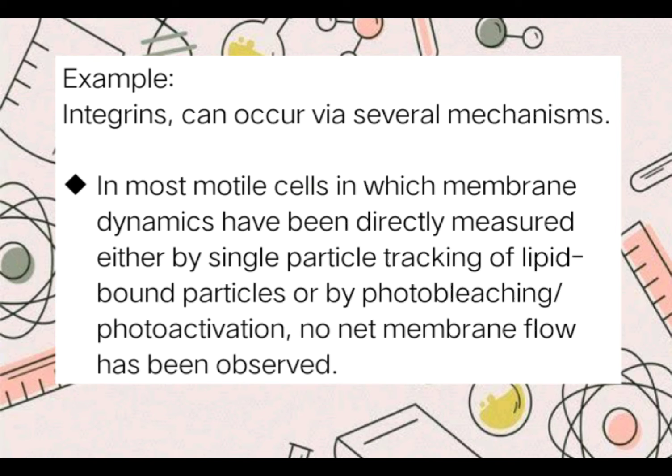Thus, at least in rapidly moving cells, active transport is likely to be needed. Directed motion through the membrane can be driven by bulk membrane flow or motor-driven transport. Membrane transport via polar membrane trafficking, in which integrin-containing vesicles are targeted preferentially to the leading edge, can provide for directed transport. So, in most motile cells in which membrane dynamics have been directly measured, either by single particle tracking of lipid-bound particles or by photobleaching or photoactivation, no net membrane flow has been observed.